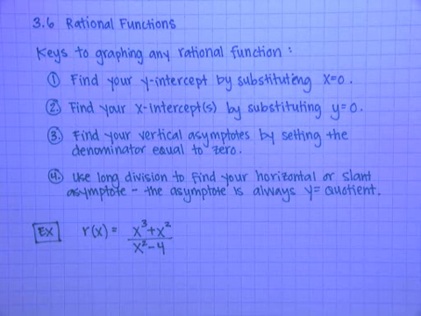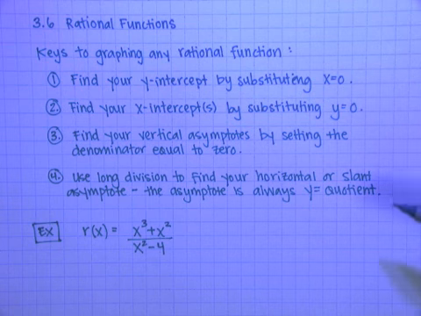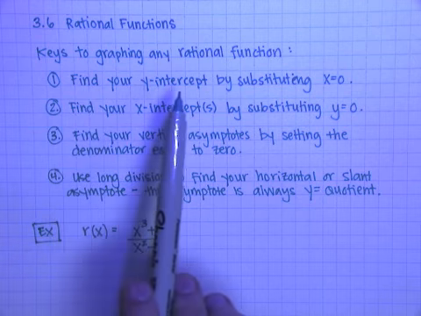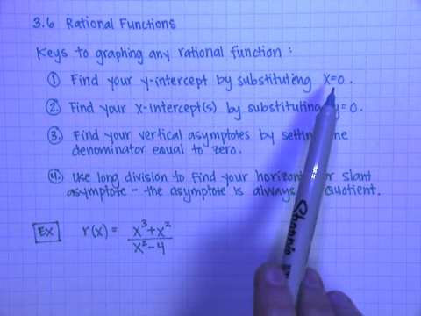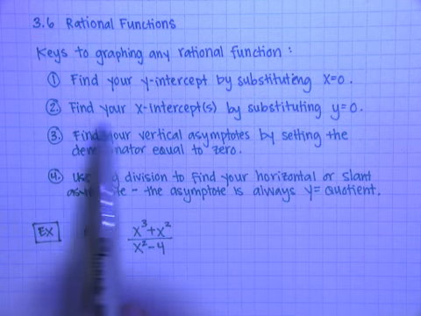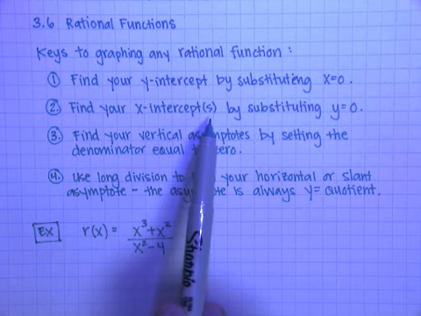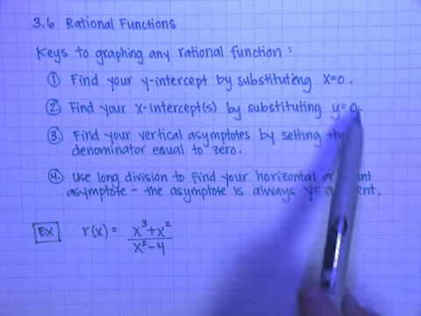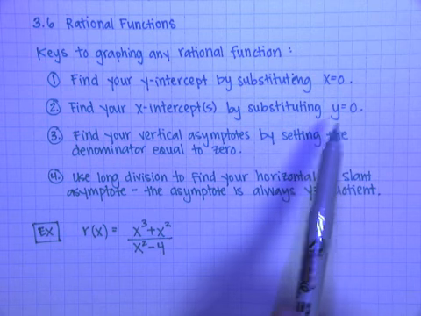Hey Precalculus. So we've been looking at rational functions in class, and here are 4 keys to graphing any rational function. The first and easiest thing you want to do is find your y-intercept, and you're going to do this by plugging in x equals 0. After that, you're going to find your x-intercept, or possibly intercepts, by substituting y equals 0 and then solving for x. So these are sort of the same steps, but in opposite variables.